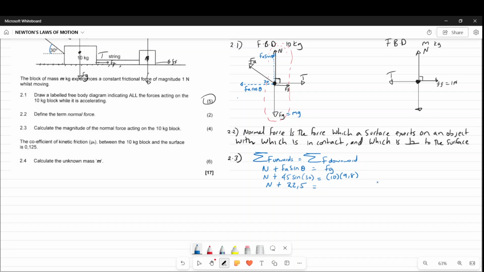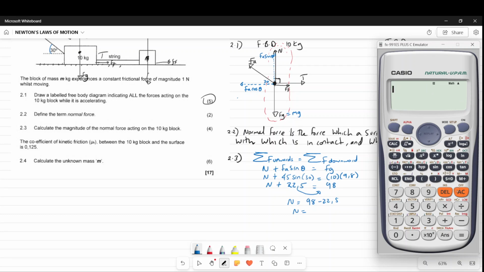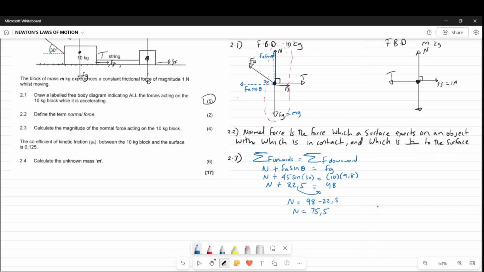22,5, which is equal to, now this will be just 98, right? So now let's transpose this that side. Now N will be equal to 98 minus 22,5. So now the normal force is equal to 98 minus 22,5, and the final answer will be 75,5 newtons, and that is our final answer, and it's easy as that, right?